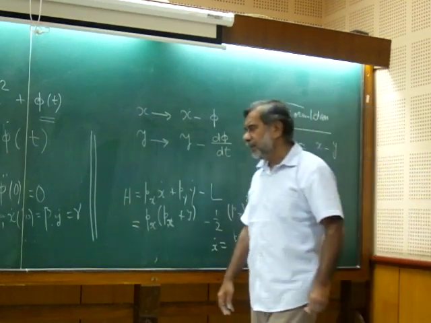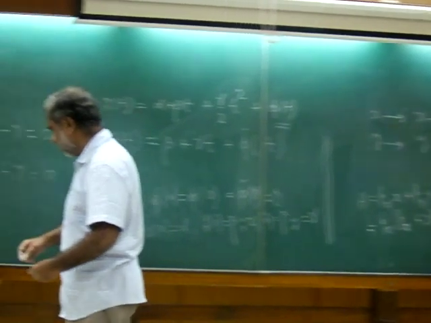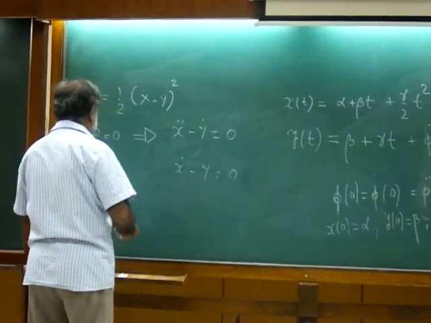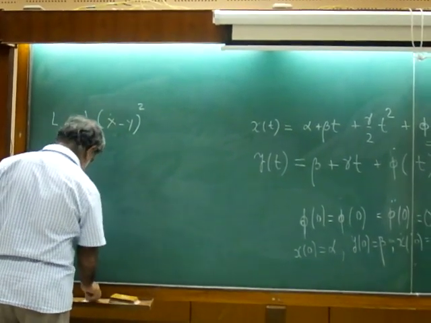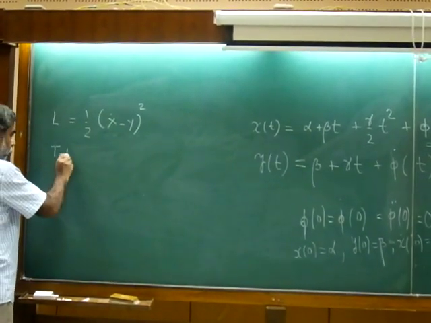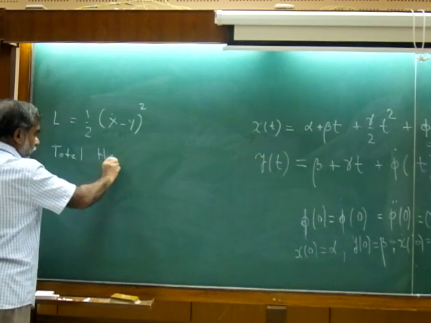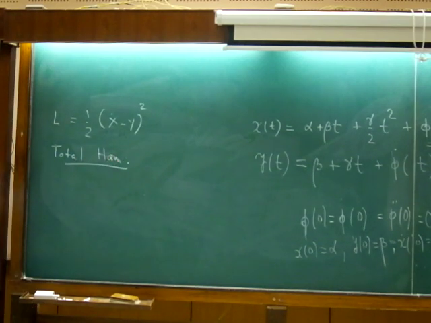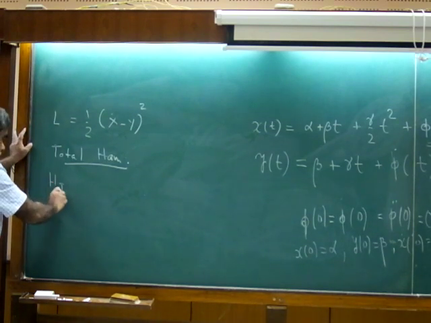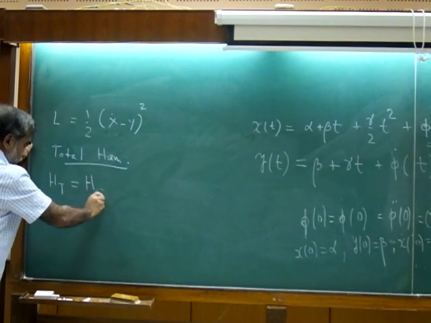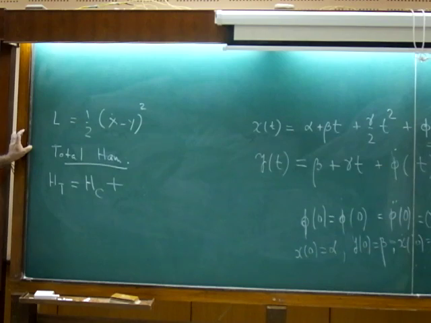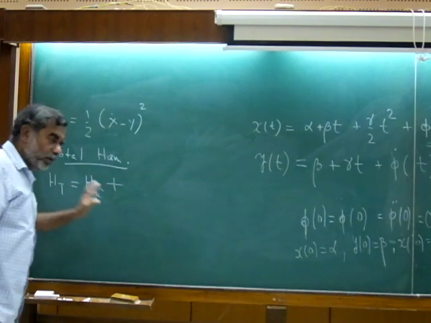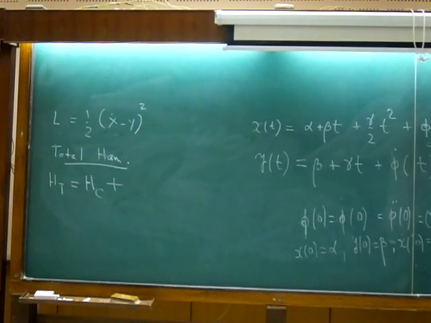So we will proceed on this section of the board. He defines a thing which is called the total Hamiltonian. What is the total Hamiltonian? HT is HC plus the constraints of the system. So what is the constraint of the system?